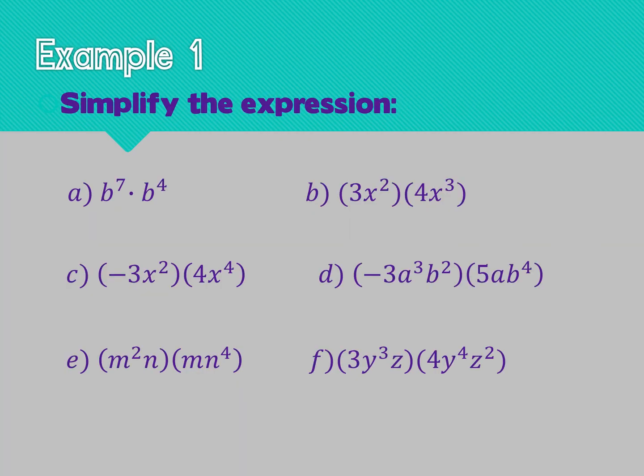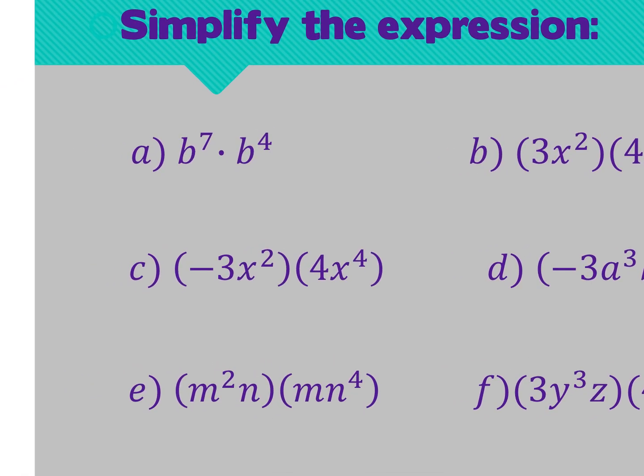Okay, so it says to simplify the expressions. The first thing we're going to do when we see a problem that's got some exponents in it is check to see, are the bases the same? If they are, then all we have to do is take their exponents. So b to the 7th times b to the 4th really just becomes b raised to the 7 plus 4 power, and this would be b to the 11th. We don't know what b is, so we would just leave it there with the variable.